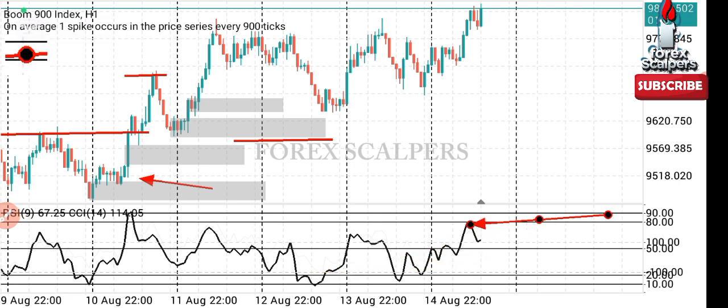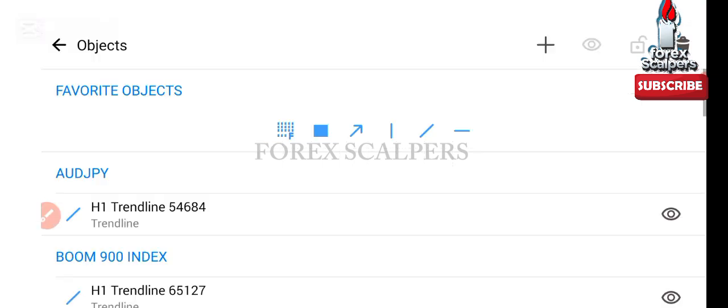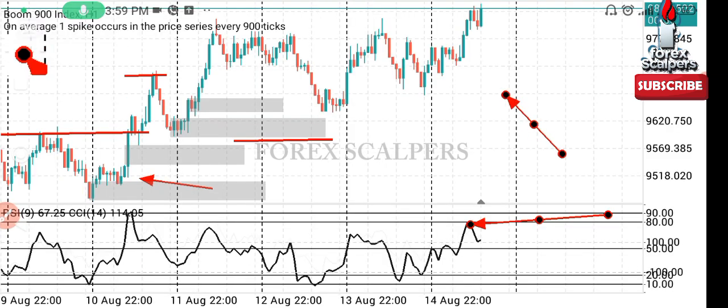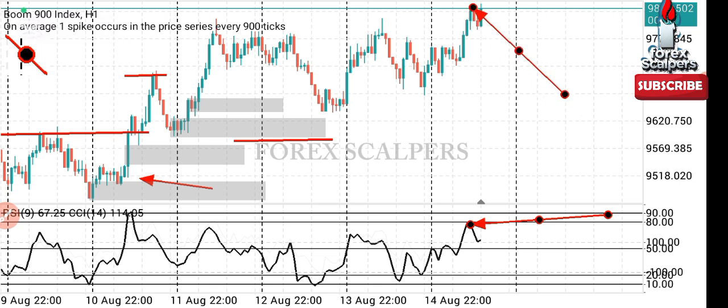So if you are to go by this ideology that this is the 90 level, it should sell, the CCI is already there. And if you look at our indicator window, you realize that price is buying. Do you see that? It keeps pushing to the upside. So what does that mean to us?